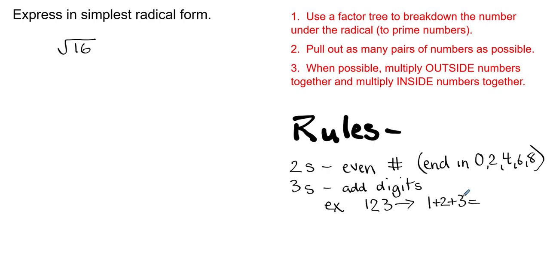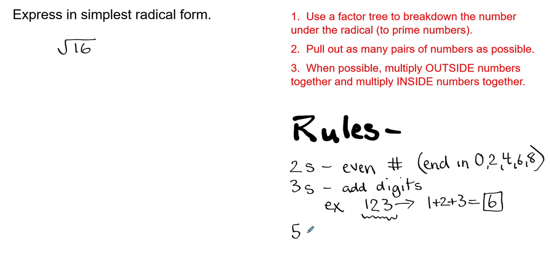When I add the digits, 1 plus 2 is 3, 3 plus 3 is 6. Now here's the deal. If 3 goes into the simplified number, and we all know that 3 does go into 6, that means 3 will also go into 123. It doesn't tell us how many times; you'll have to do long division for that. But it does let us know we can divide by 3 and it's going to work out. So just remember the 3s rule: add the digits. If the number you get is divisible by 3, then so is the original number.